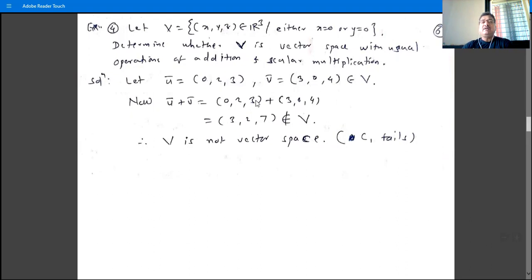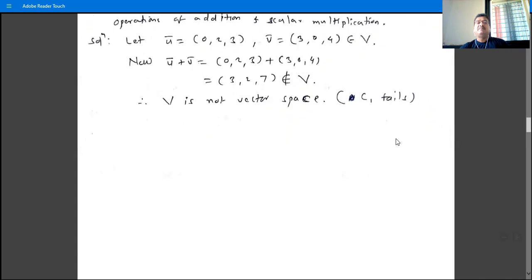But don't take that element, because we have to pick up the counter example. That is, we have to find the values of u bar and v bar such that u bar and v bar are elements of V, but their addition does not belong to V. Addition of some elements of V may be an element of V, but addition of every two elements of V does not belong to V. So this counter example shows that we have two elements such that their addition is not an element of V. So V is not a vector space. That is, the property C1 fails.